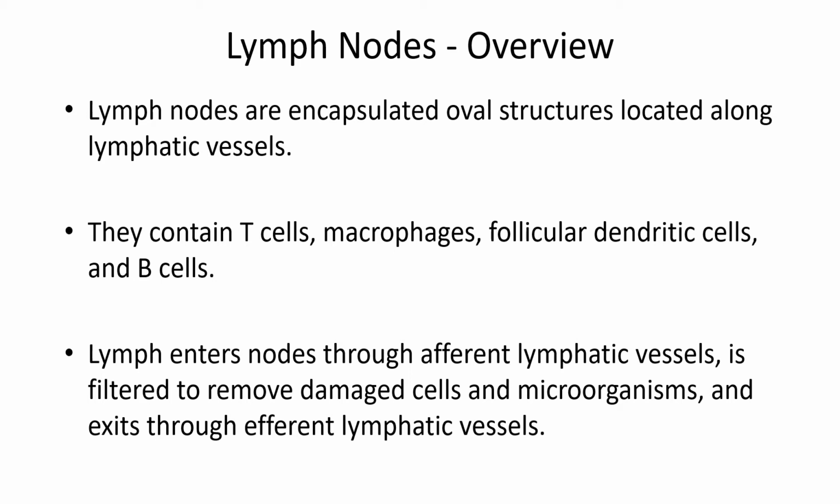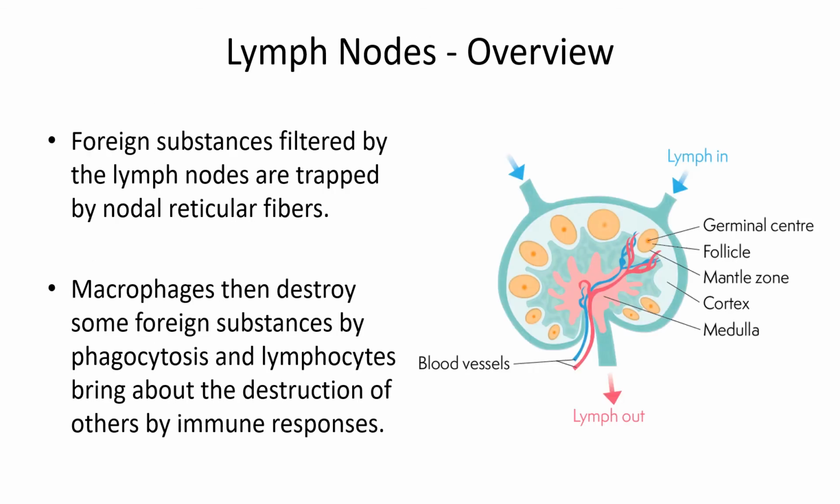Lymph that enters into a lymph node enters through what are called afferent lymphatic vessels. Afferent, with an A, means towards. The lymph leaves the nodes through efferent, with an E, vessels. Efferent means away from. Here we have a highly idealized version of a lymph node. The tissue in the middle serves as kind of a filter. Lymph is coming in at the top and leaving at the bottom.